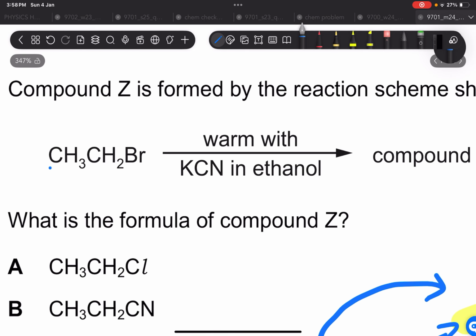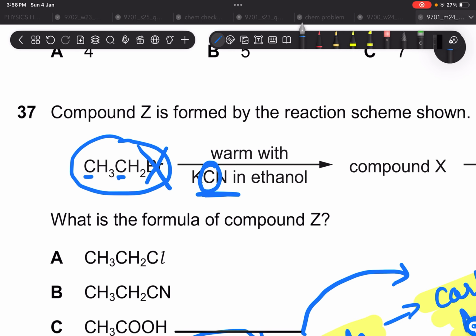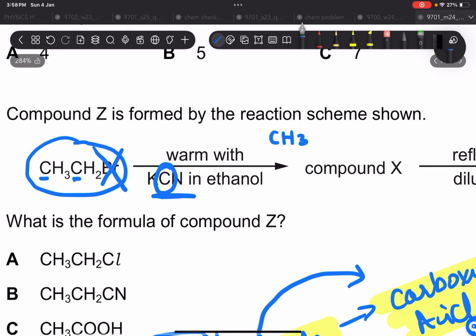Now, here there are 2 carbons, okay? And now when you add CN to it, what's going to happen is that the chain length of carbon is going to increase, and this Br is going to be removed, and instead of Br, you're going to have a CN. So what's going to happen? You're going to form CH3, compound X is going to be CH3, CH2, CN.